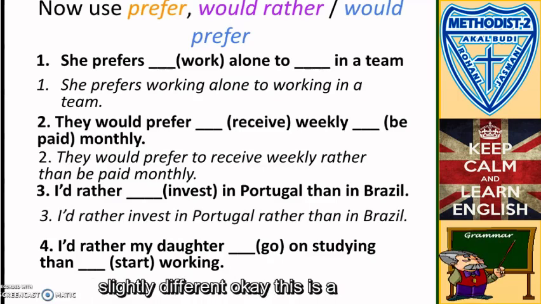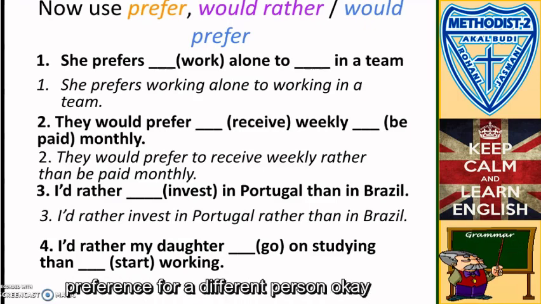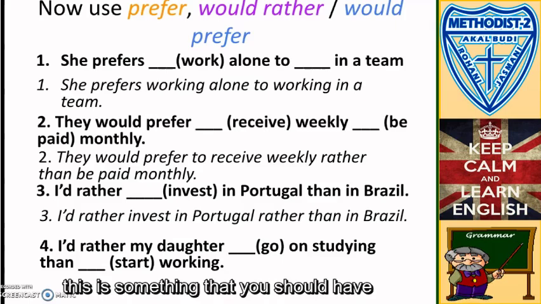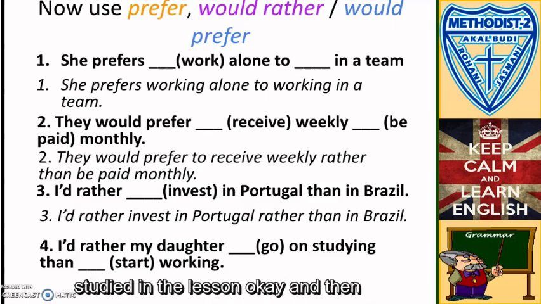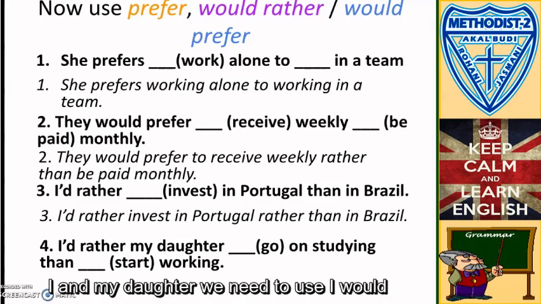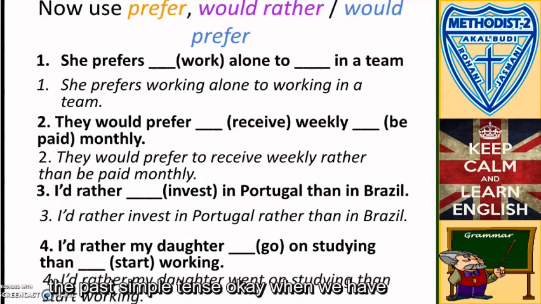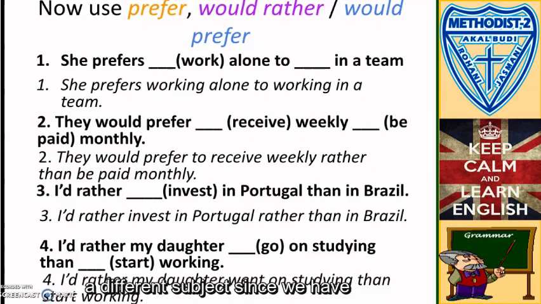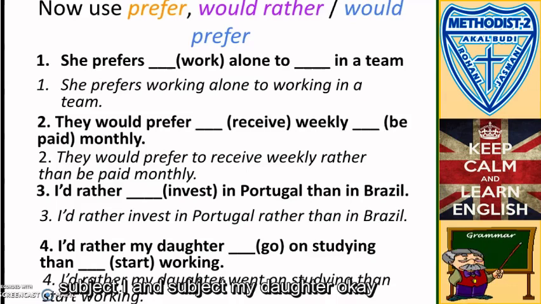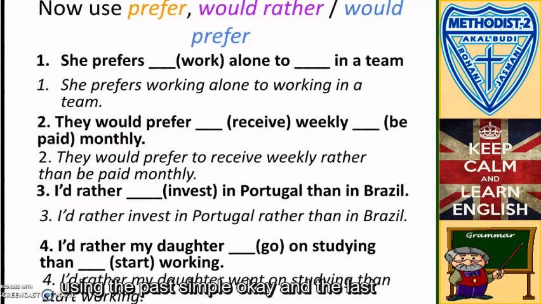And number four is slightly different, okay, this is something that has to do with the preference for a different person, okay. This is something that you should have studied in the lesson, okay. And then remember, when we have different subjects, I and my daughter, we need to use I would rather, my daughter went on, okay. We use the past simple tense when we have a different subject. Since we have subject I and subject my daughter, and they are different, that's why we are using the past simple.